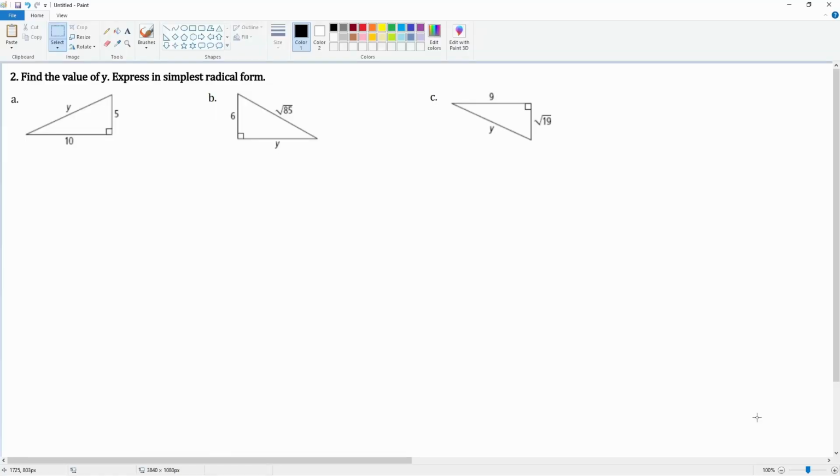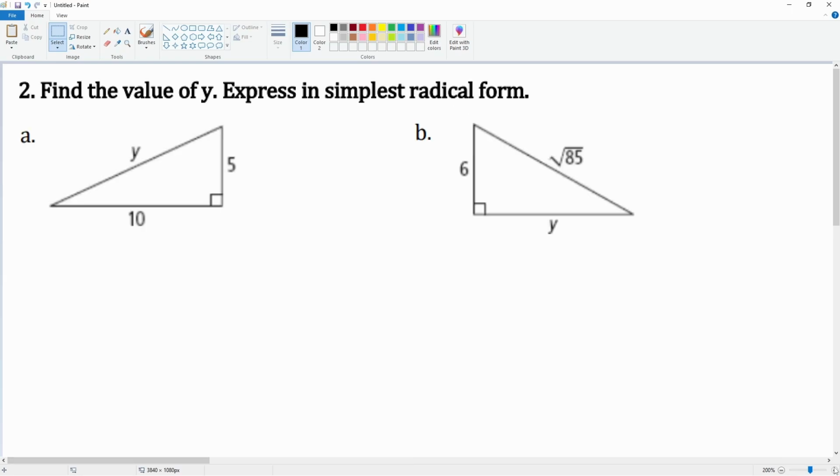Number 2 here looks for us to find the value of y. We're going to express this in the simplest radical form. Notice this is Pythagorean theorem, so we can just set up regular Pythagorean theorem. A is equal to 10, B can be equal to 5, and C can be equal to y. So it is 10 squared plus 5 squared is equal to y squared.